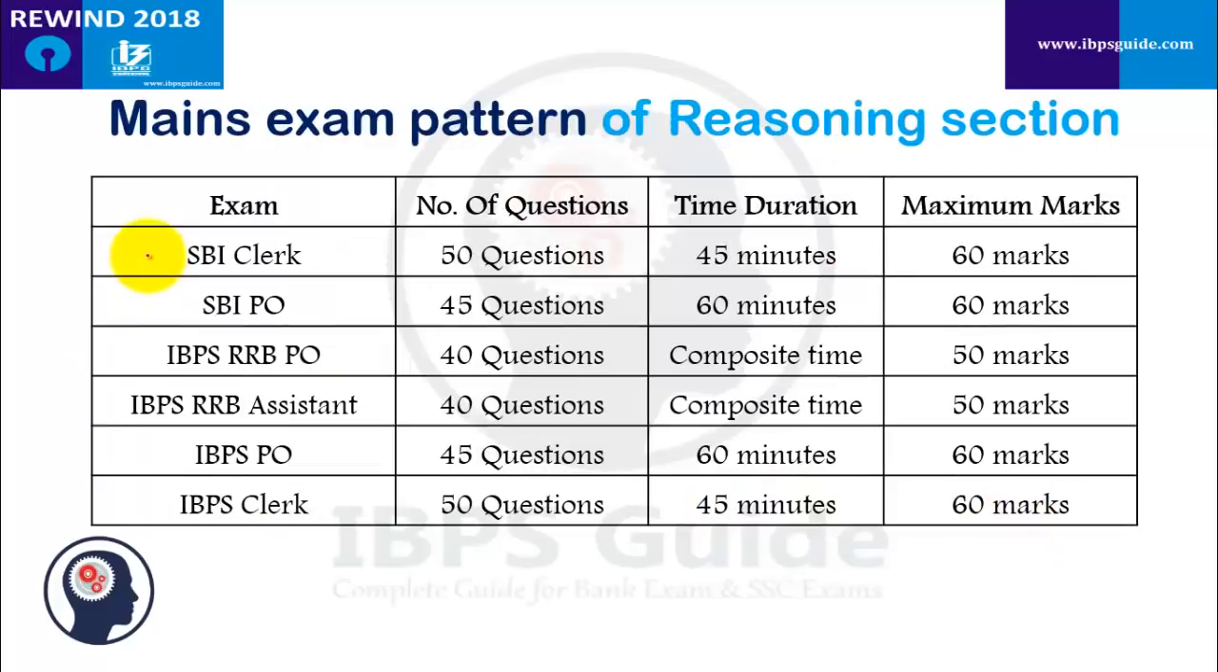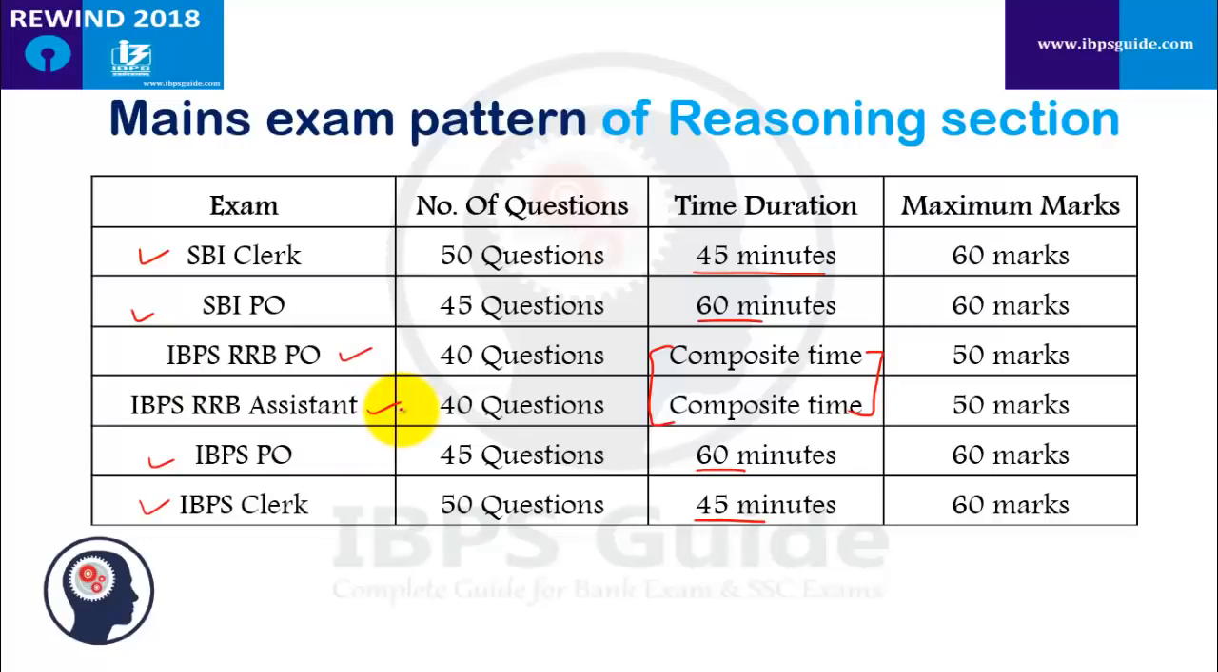Now look into the reasoning section. In SBI Clerk, SBI PO, IBPS PO and IBPS Clerk, the time duration is fixed: SBI Clerk 45 minutes, SBI PO 60 minutes, IBPS PO 60 minutes, IBPS Clerk 45 minutes. But for IBPS RRB PO and IBPS RRB Assistant, composite time is given, meaning there is no fixed time duration for this section. In the mains exam, this reasoning section is renamed reasoning and computer aptitude, meaning computer aptitude questions were asked in the mains exam. But in IBPS RRB PO and IBPS RRB Assistant, this section is named reasoning ability.